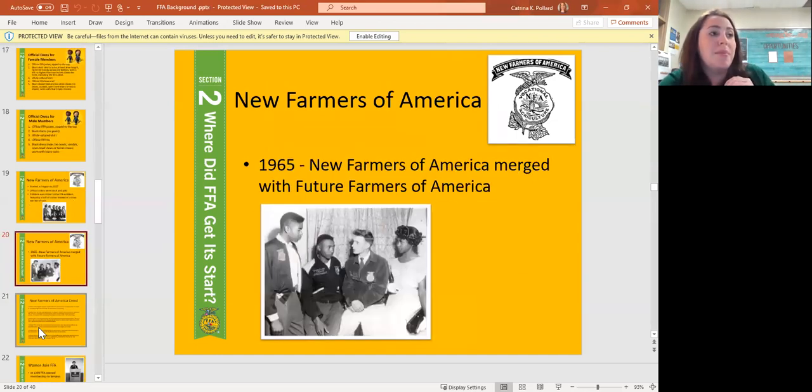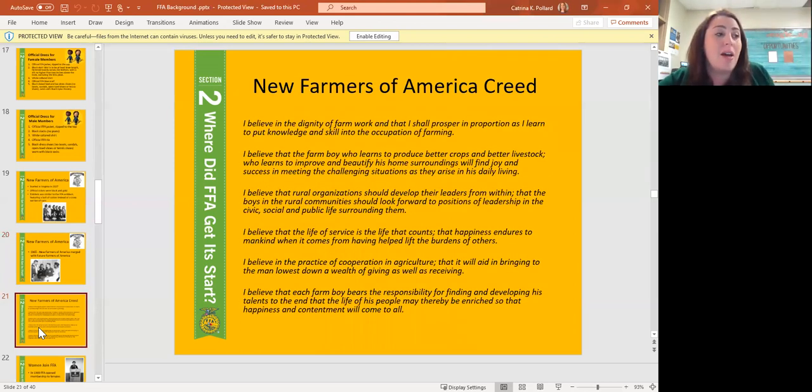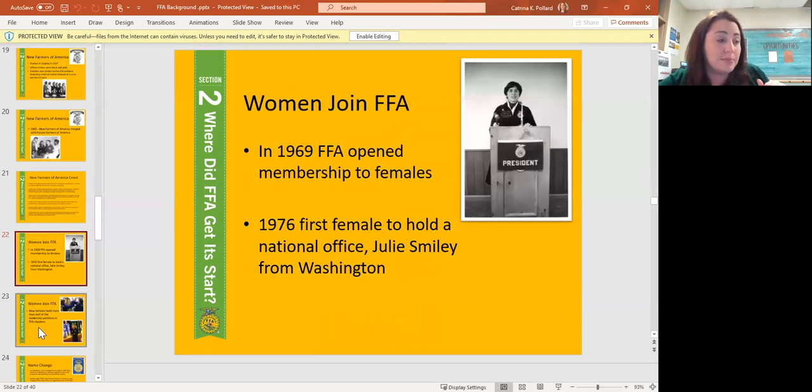All right, the two organizations merged in 1965. That's when a lot of things became desegregated. But at this point, girls were still not allowed in FFA. Here is a copy of the New Farmers of America's Creed. In 1969, women, the ladies, were allowed to be, these two dates are important.